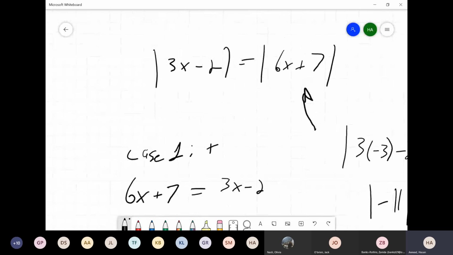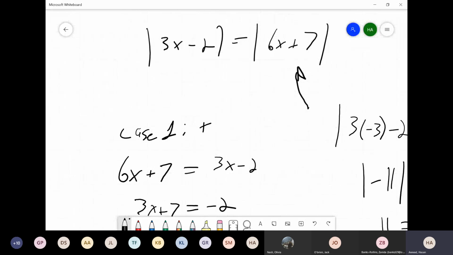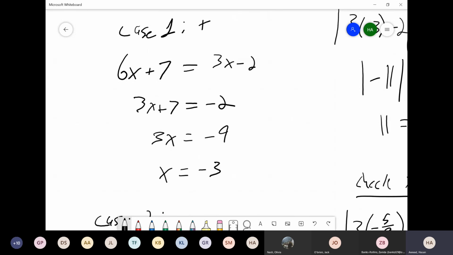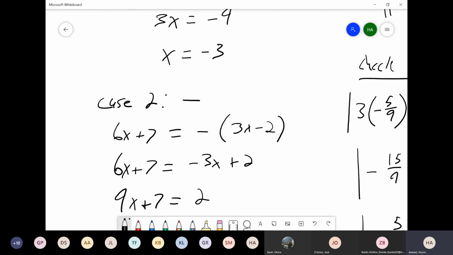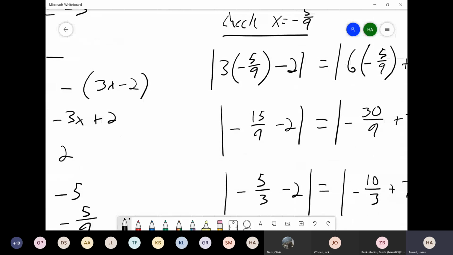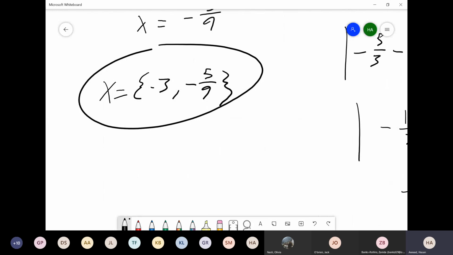The process should be pretty similar. All we did was we chose one side to remain fixed. So the way I did it was I chose 6x plus 7 to remain fixed. If you chose 3x minus 2 to remain fixed, that's totally fine as well, because you have that liberty when you have absolute values on both sides of an equation. So I chose 6x plus 7 to remain fixed, so that's why we have a positive 3x minus 2, and then we have a negative 3x minus 2. I solved for the variable twice. We got x is equal to -3, and then x is equal to -5/9. And by doing our checks, we showed that, yep, both of them do work. So both of them are solutions, and we have our final solution set.